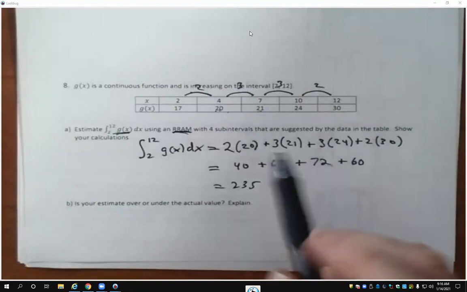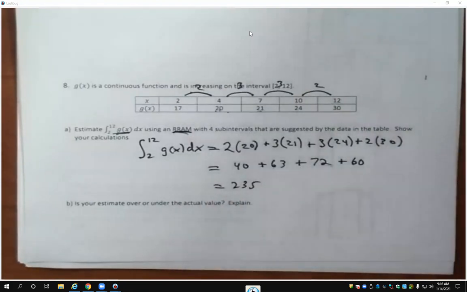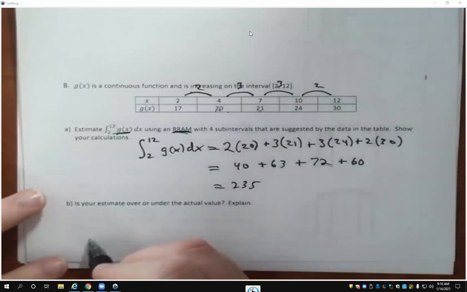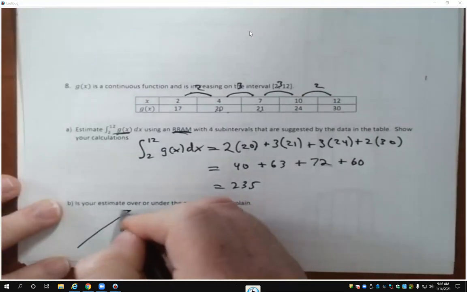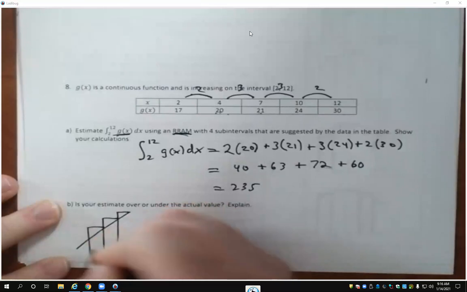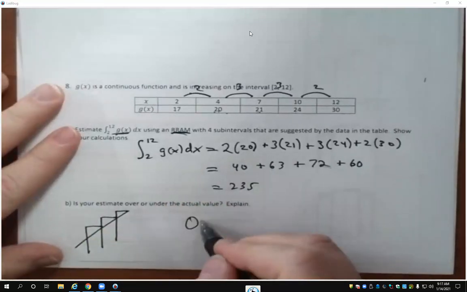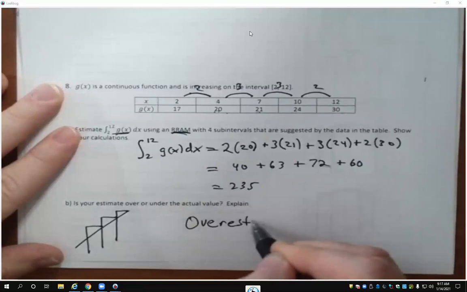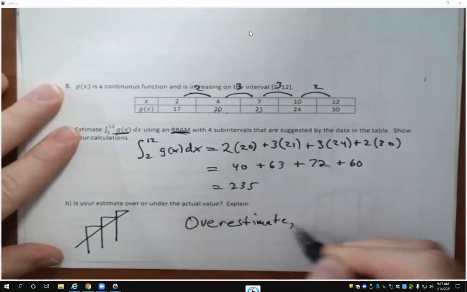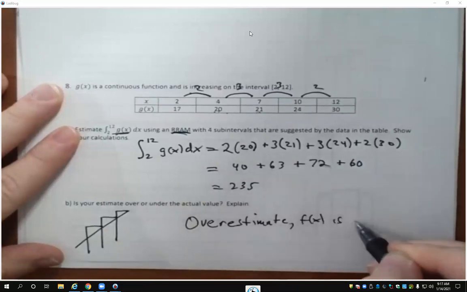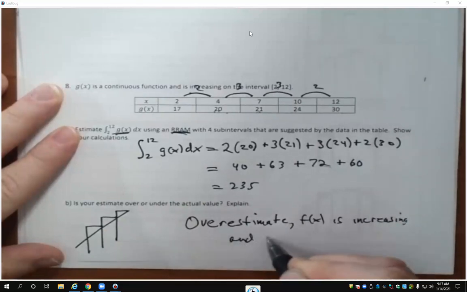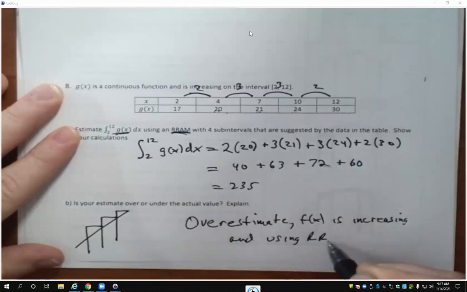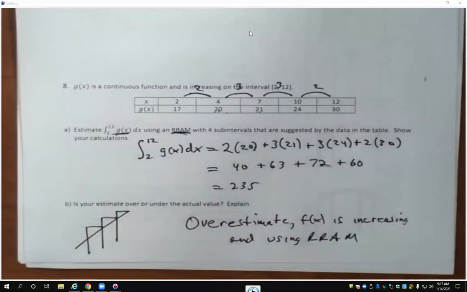Thank you. I wish this would have been decreasing, but no difference, because it's actually different than the one we did. We're increasing, but we're doing an RRAM. When I'm doing an RRAM, I start my rectangles on the right, and it's obviously an overestimation. So I'm going to say overestimate because f of x is increasing and using RRAM. And that's a good enough explanation.